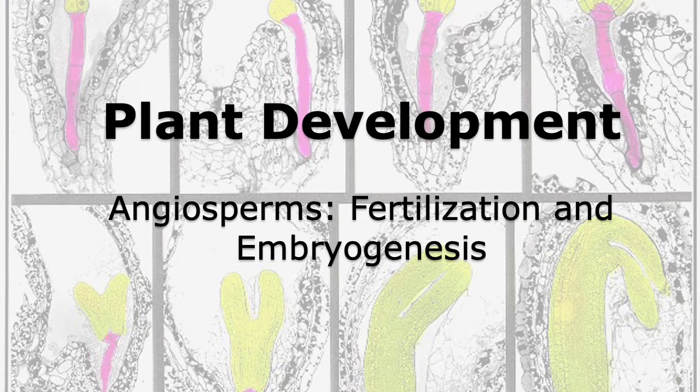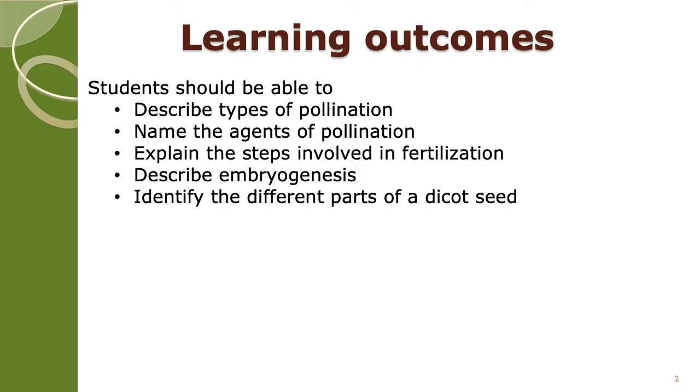In this talk, we're going to learn about the fertilization and embryogenesis that occurs in angiosperms. By the end of this talk, students should be able to describe the different types of pollination and the agents that perform pollination. Students should also be able to explain the steps involved in fertilization and embryogenesis, and finally be able to identify the different parts of a dicot seed.